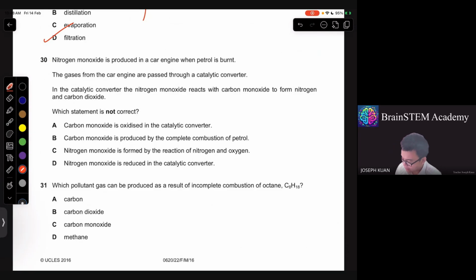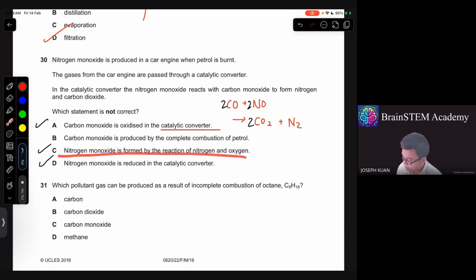Now, first of all, the catalytic converter will cause carbon monoxide and nitrogen monoxide to react and form carbon dioxide and nitrogen gas, which are considerably less harmful gases to be released to the atmosphere. Right? So now, the issue here is that carbon monoxide is indeed oxidized, while nitrogen monoxide is indeed reduced in the reaction, just by looking at the oxygen transfer. So A and B are correct statements, and then C is correct as well.